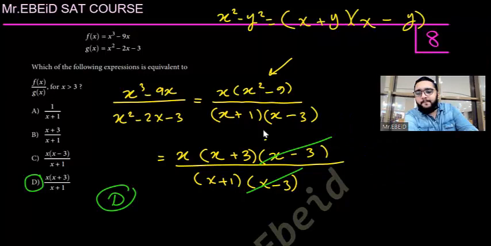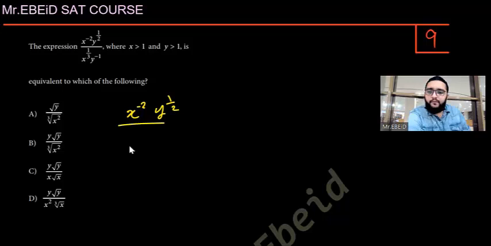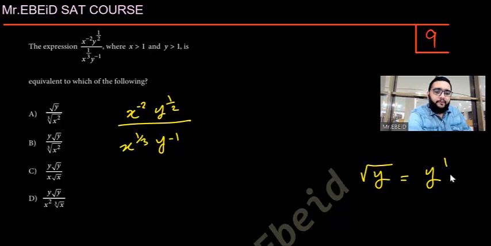Question 9. The expression x to the power negative 2, y to the power half over x to the power third, y to the power negative 1, where x is greater than 1 and y is greater than 1, is equivalent to what? Before answering, you know that the square root of y equals y to the power half. This is the exponential form, and this is the radical form. Also, if you have 1 over y, you can rewrite it as y to the power negative 1. Also, y to the power negative 2 means 1 over y squared.